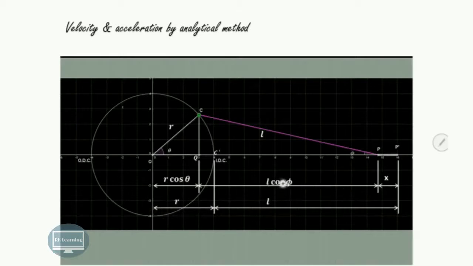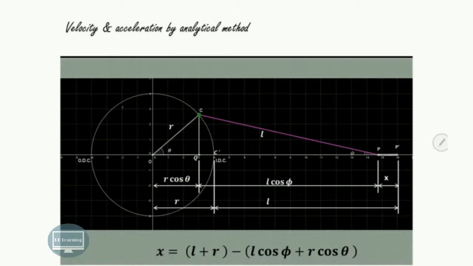If you subtract this L cos phi and R cos theta from them, then you will get the displacement X of the piston. So we can say that X is equal to L plus R minus, in bracket, L cos phi plus R cos theta.